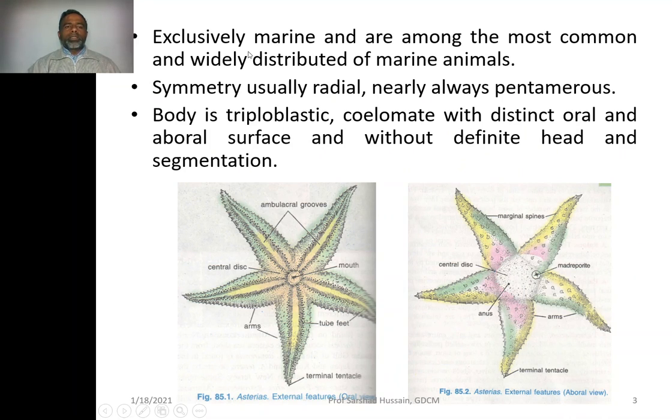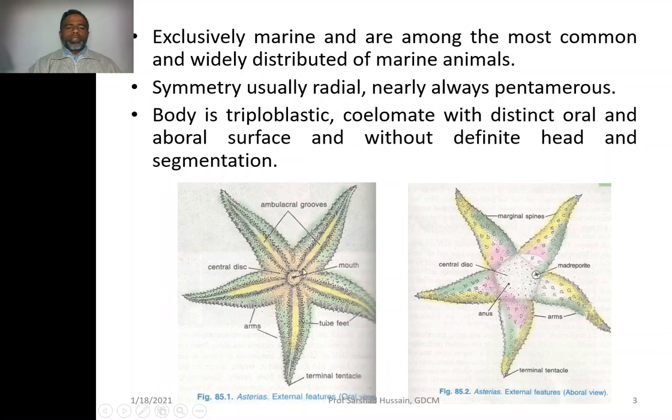All these animals of Echinodermata are exclusively marine. No freshwater form is there, and they are among the most common and widely distributed of marine animals. In the marine environment, they are most widely distributed. You will find echinoderms everywhere.